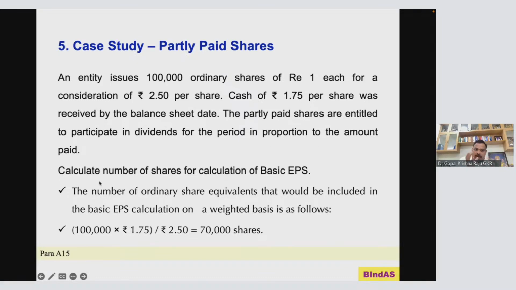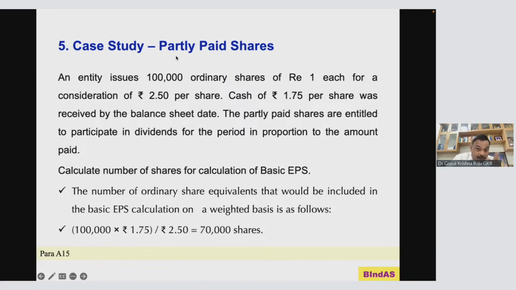Now, how will you calculate the number of shares in this particular case? Out of 2.5, 1.75 is paid. So you get a percentage: 1.75 divided by 2.5. That means 70% is the weightage given for this 1 lakh shares. So I will only take 70,000 shares. So one is time weighted, another is partly paid.